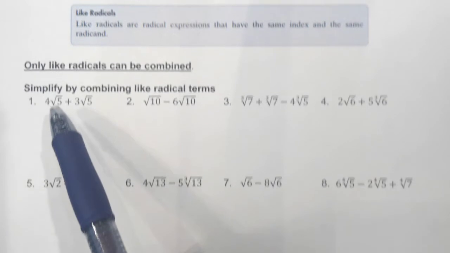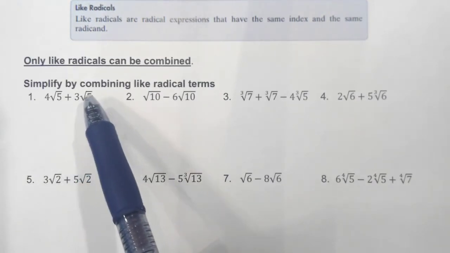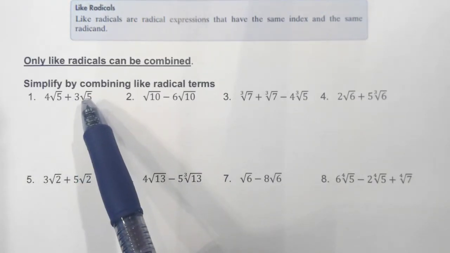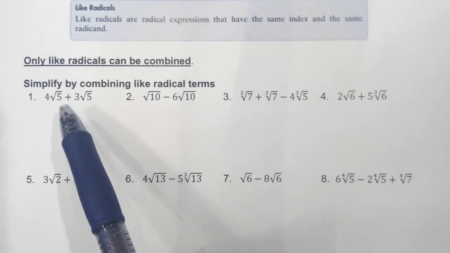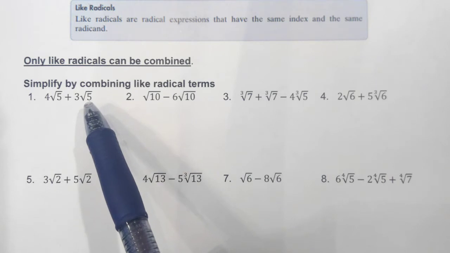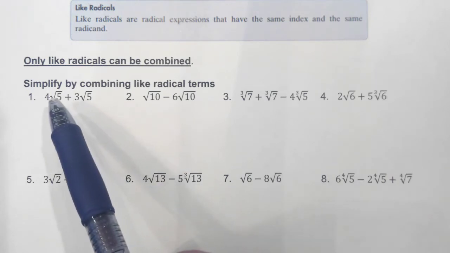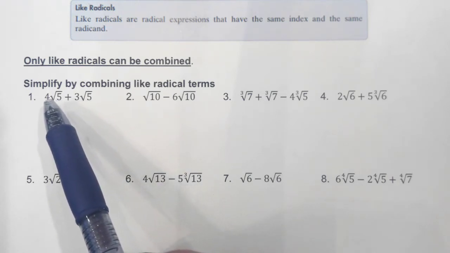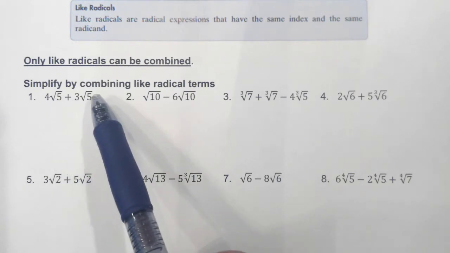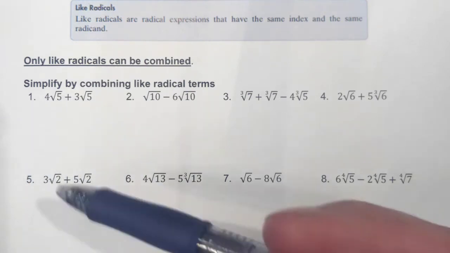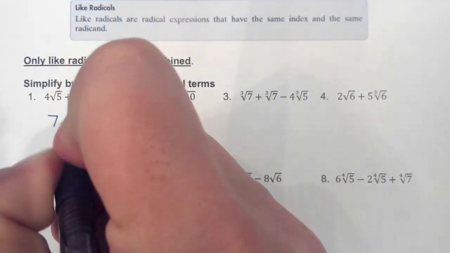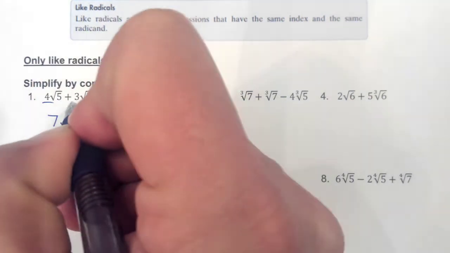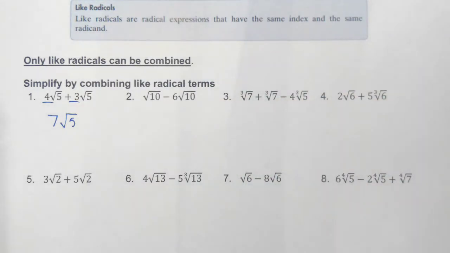So the first problem is 4 square roots of 5 plus 3 square roots of 5. Like I was saying earlier, they have to have the same roots attached to them. So the square root of 5 and the square root of 5, that's the exact same thing. So you think of it as, what's 4x plus 3x? Well, 4x plus 3x is 7x. So 4 square roots of 5 plus 3 square roots of 5 would be 4 plus 3 is 7 square roots of 5. So you just add the parts out front, and then the radical just stays the same.